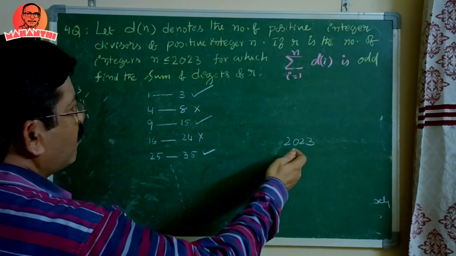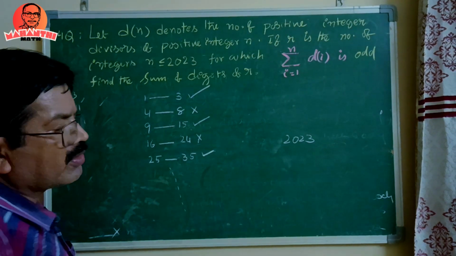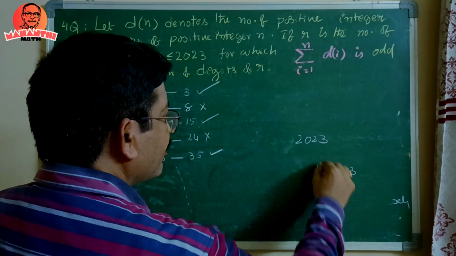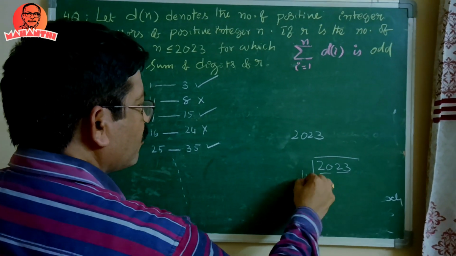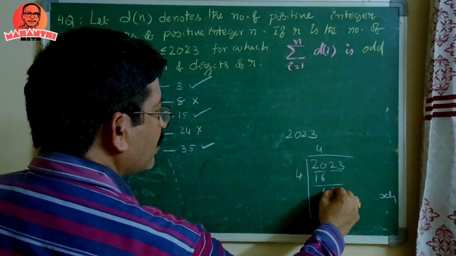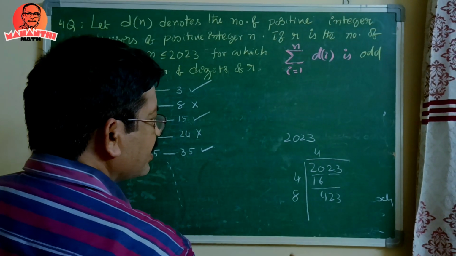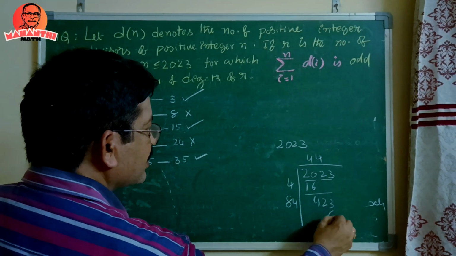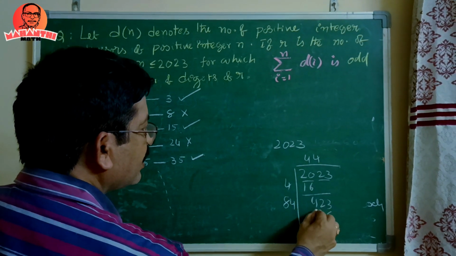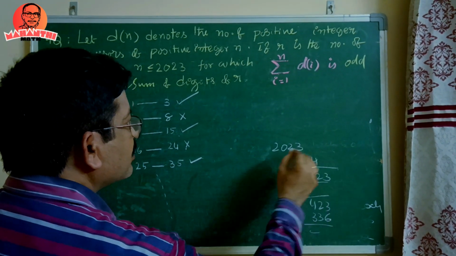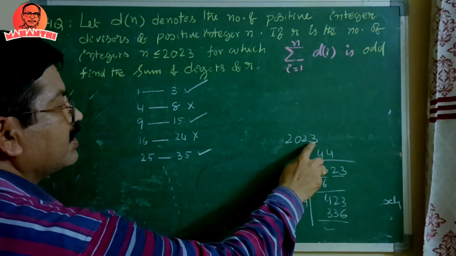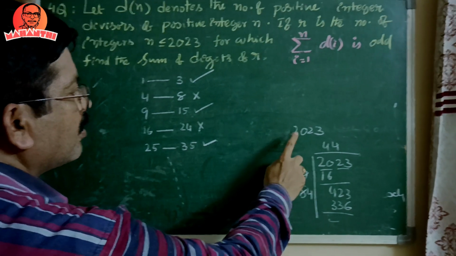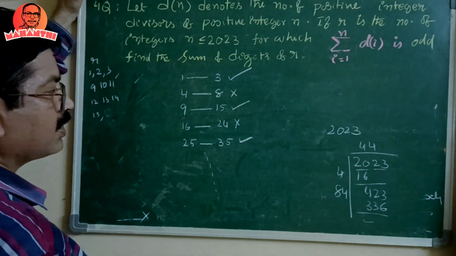2023, what is the perfect square just before 2023? Find the square root. 44 times 44... 4 times 4 is 16, 32 plus 1, 33. Here 5 we should not take. I think 4 only. Okay. So just before 2023, 44 square is there. 44 square is the last perfect square just before 2023.